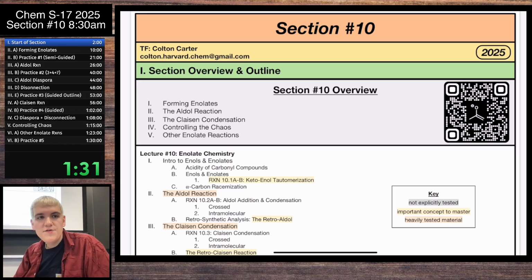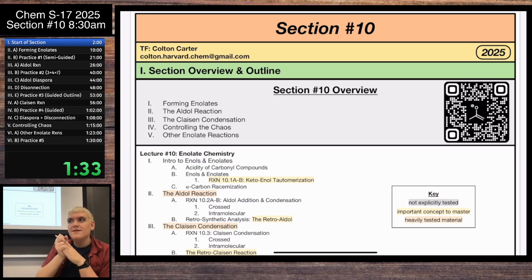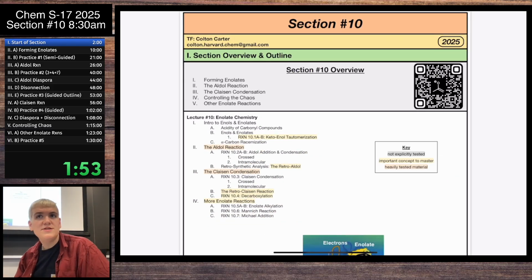Okay, so lecture 10, if we remember from Tuesday, was all about enolate chemistry, about the alpha carbons. So we're going to talk about forming enolates. We're going to talk about the big boys, the aldol and the Claisen. And then we will talk about the details and miscellaneous things, odds and ends. Any logistic questions before we jump into things?